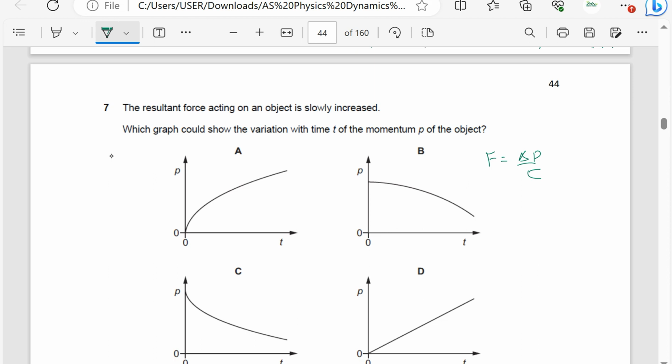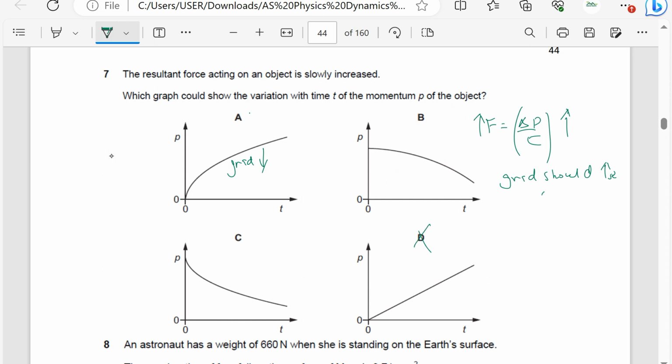The resultant force is slowly increased. So F is increased. That means the gradient should increase. So this one is showing a decreasing gradient. So this one means gradient decreasing. Yet the gradient should increase. The gradient should increase.